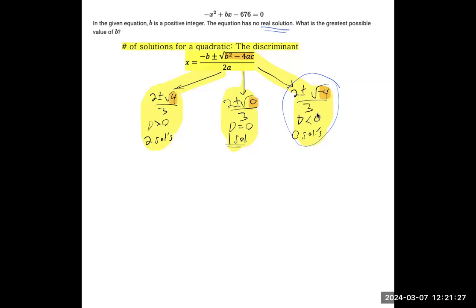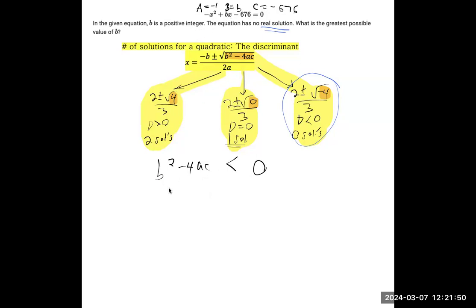And there, we know that the discriminant needs to be negative. In other words, b squared minus 4ac must be negative. It must be less than 0. And what are a, b, and c? The a is the -1 in front of the x squared. The b is this letter b right here. And the c is the thing that has no x at all, -676.